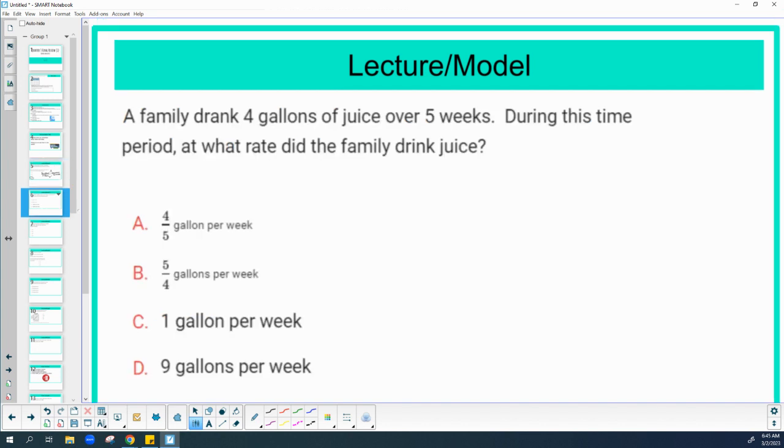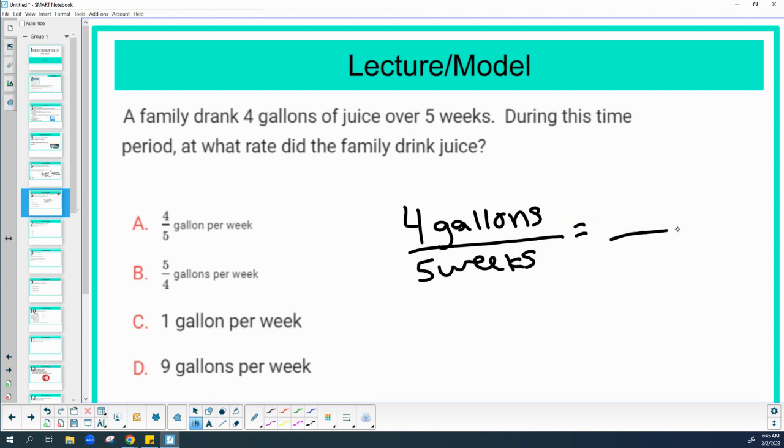A family drank 4 gallons of juice over 5 weeks. During this time, at what rate did the family drink juice? Okay, so we want to go to per week. 4 gallons. So I'm going to write my original rate. Always start with your original rate. 4 gallons over 5 weeks. And we want to go to 1 week because we want to go to per week, and per means 1.